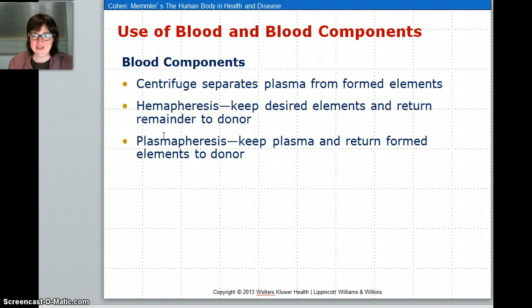Blood is centrifuged, and that is, do I have a centrifuge? No, I don't have a centrifuge picture here. And they separate it. Sometimes they will just use the plasma. Sometimes they use the cells. I'm not going to go into a lot of detail here.